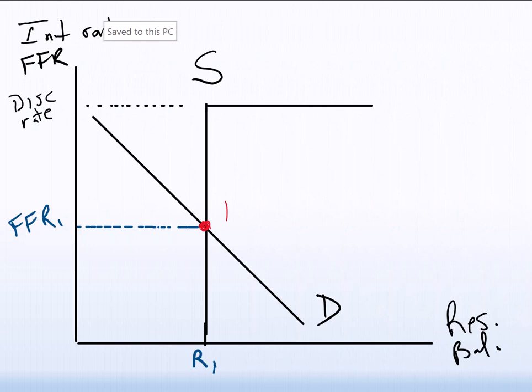So here again is a depiction of the Fed funds market in normal times, pre-Great Recession. Supply equals demand, and the equilibrium interest rate is at point 1, at the Fed funds rate 1, with reserves in the banking system equal to R1.